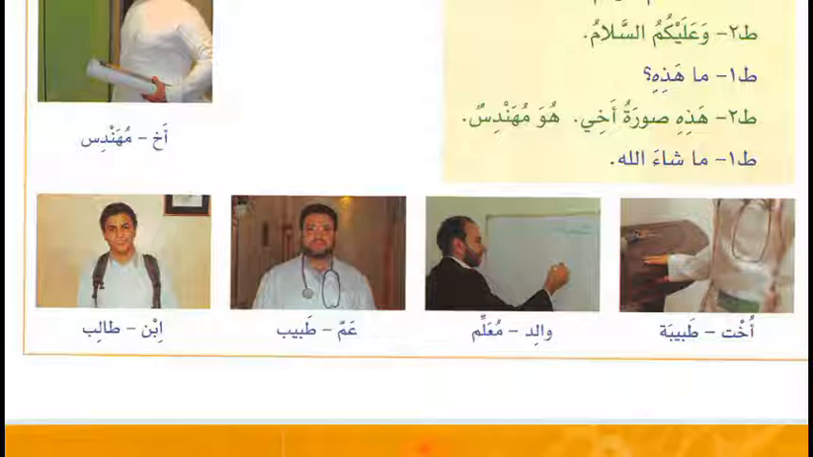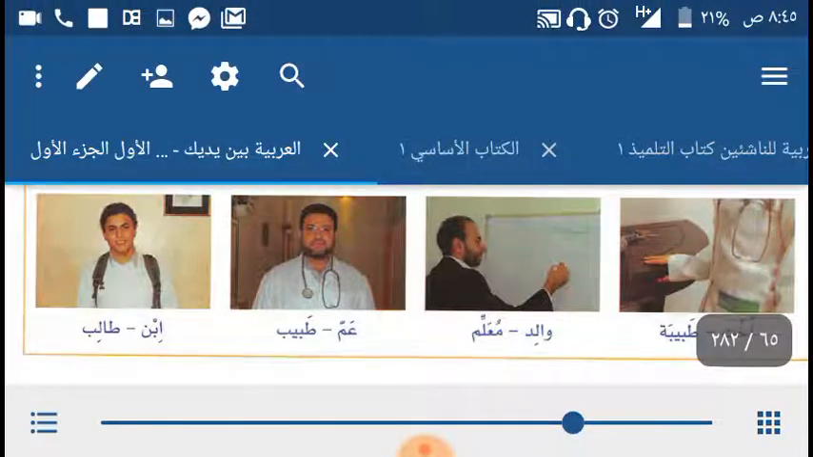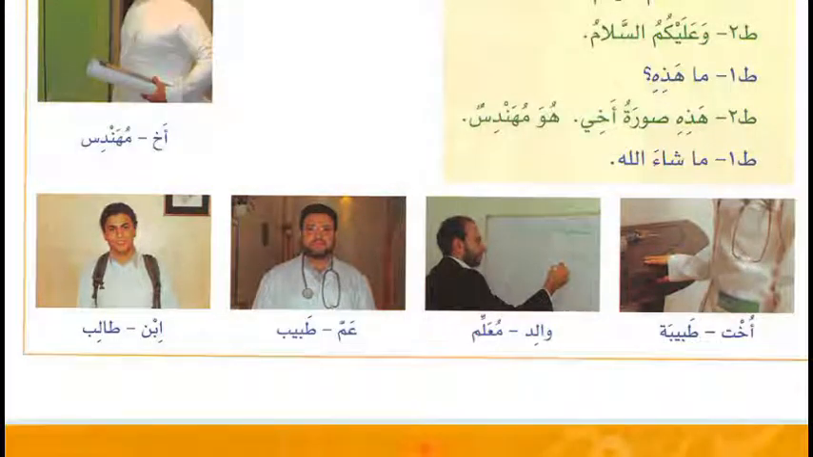هذه صورة أختي. هي طبيبة. هي الطبيبة. من هذه؟ هذه صورة والدي. Look, no, wait. Man is used for humans only. Here we are talking about a picture. A picture is not human, it is a material thing. So use ma. Ma hazihi.